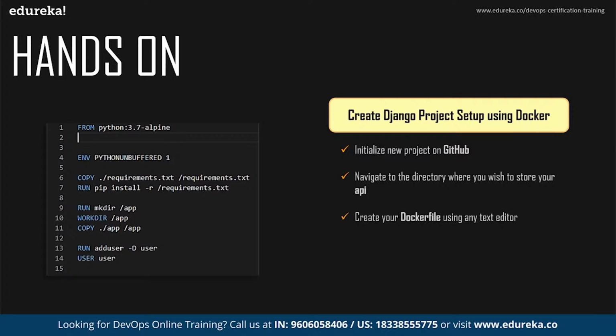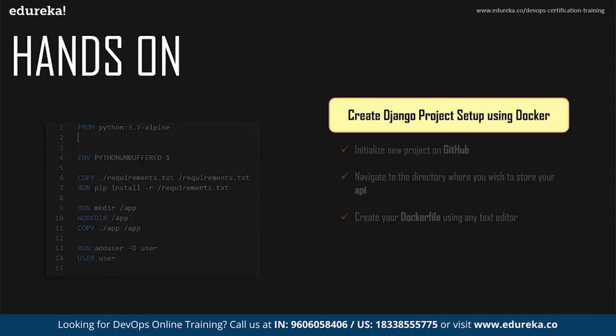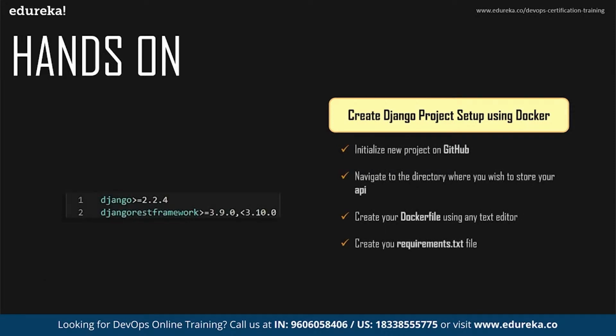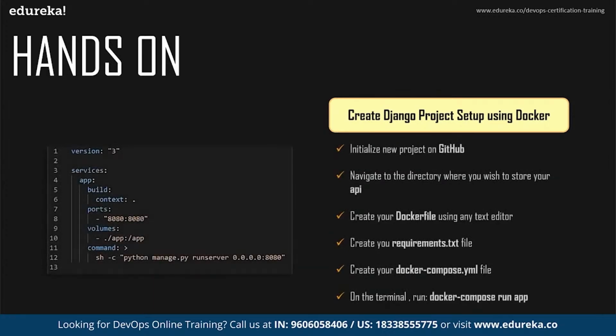So the first step would include initializing a new project on GitHub and coming back to your Linux machine and navigating to where you wish to store your API. There, we are going to create our Docker file using an editor. You can obviously use the VI editor or Nano editor if you please. There, using the editor in our working directory, we are going to be creating our Docker file, our requirements file, and our Docker compose file, which is our YAML file. And then we are going to run our app on the terminal. So this is a basic breakdown of how we are going to create our Django project setup using Docker.